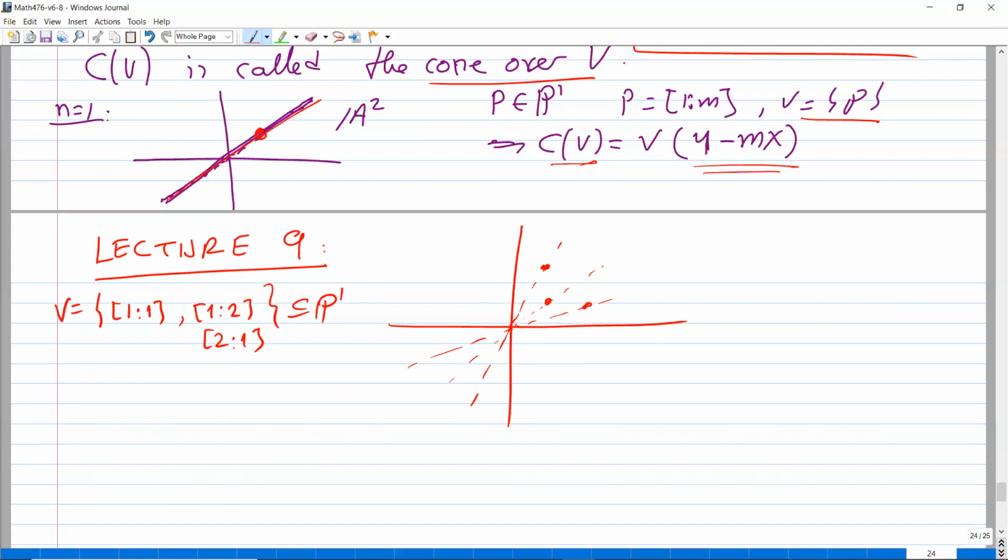its cone over V is the union of these lines in R2. Here we take the field to be R. Well, in general, our field will be algebraically closed, but this is just an illustration. Okay, and let's see what we have. What else do we have?